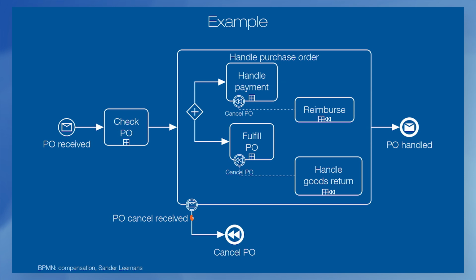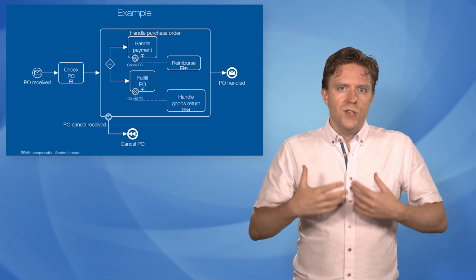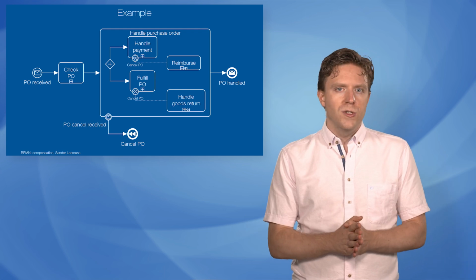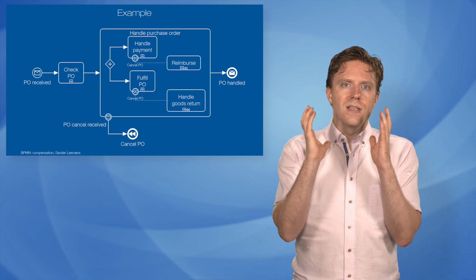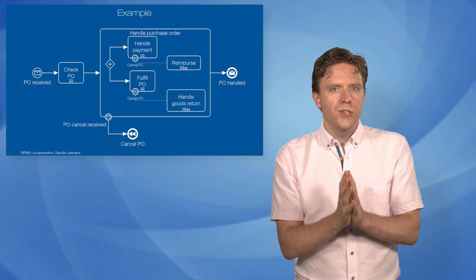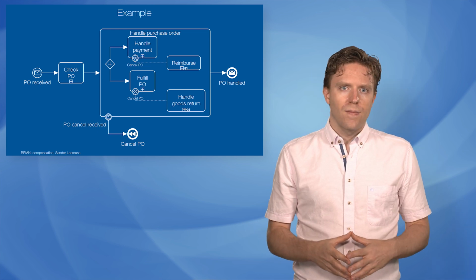By the way we modeled it, it will only compensate if the enclosing handle purchase order is not present anymore. To counter that, and to make sure that there is still enough information to reimburse or to handle the goods return, the data that is present at the moment of completion will be preserved for the compensation.